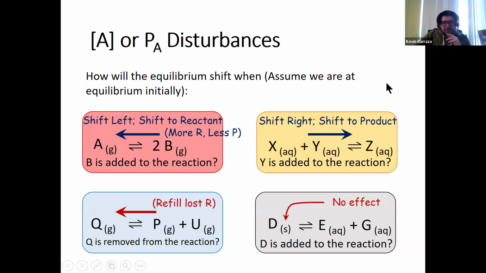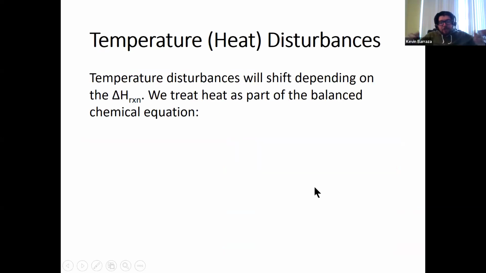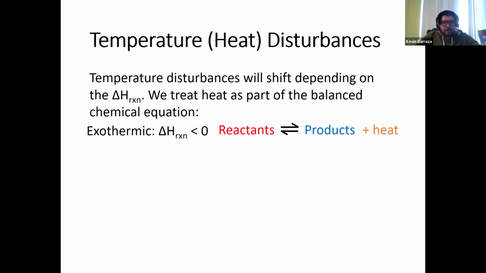Actually, the next slide is, speaking of temperature. So yeah, it's all about what happens to something that's come into balance, what happens when we disturb it. So the next thing is temperature. Temperature depends. There is no black and white, yes or no answer to what temperature does. It actually depends, and what it depends on is the enthalpy of the reaction. So we need to be given the enthalpy of the reaction to answer what will happen.